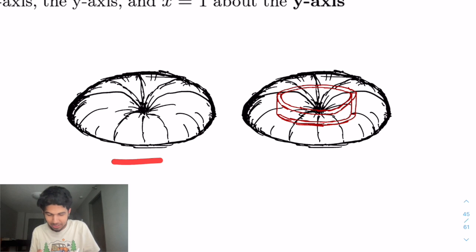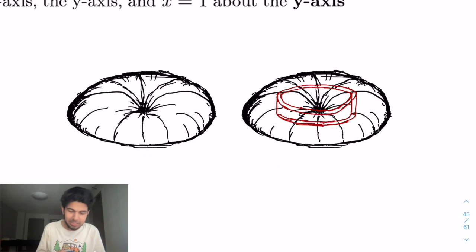So that's the drawing on the left. On the right is a demonstration of the cylindrical shell that we'll be computing the volume of. It's only one of them. I was scared to draw more because I would mess up the drawing more than I already did. But the shells will grow outwards. Remember, it's a vertical axis of rotation, and so that means we're going to be integrating with respect to x.